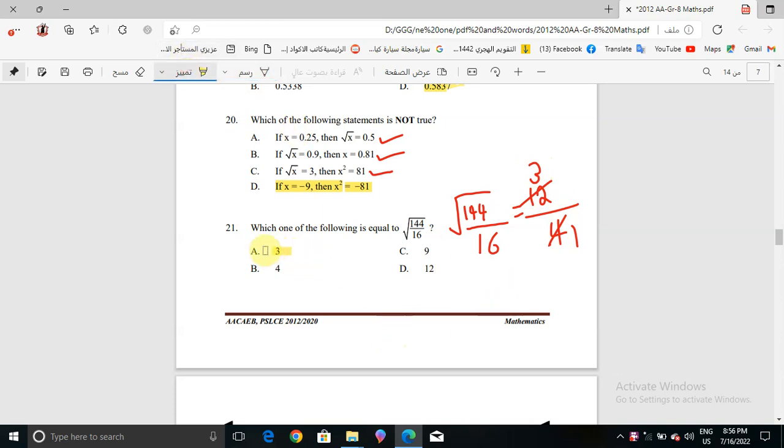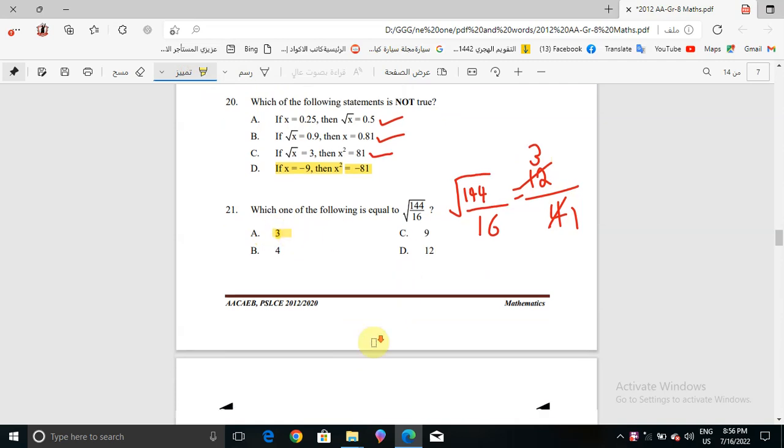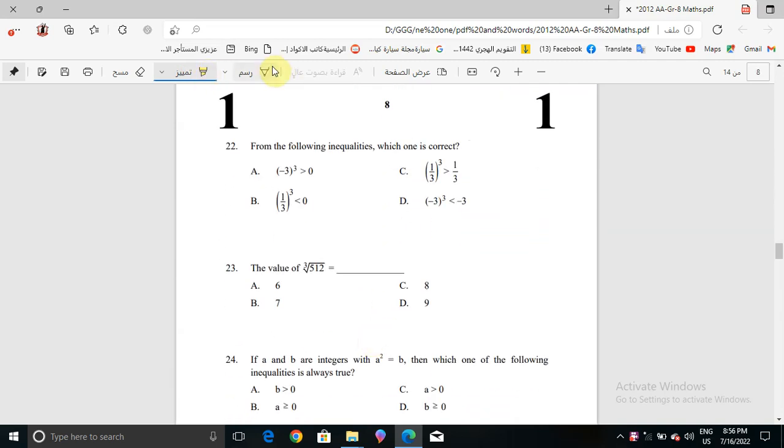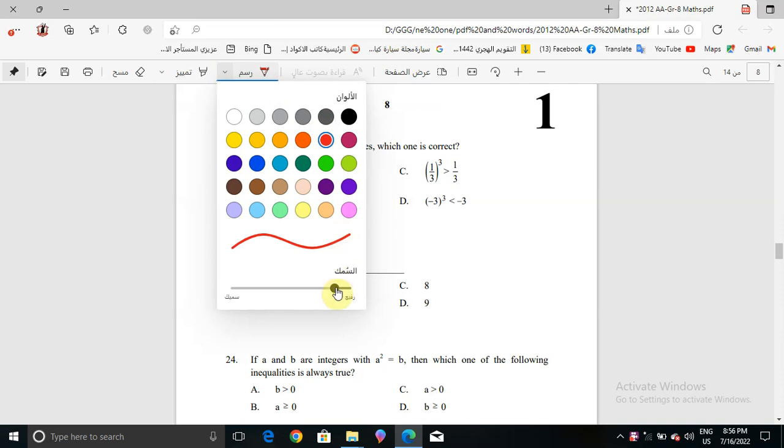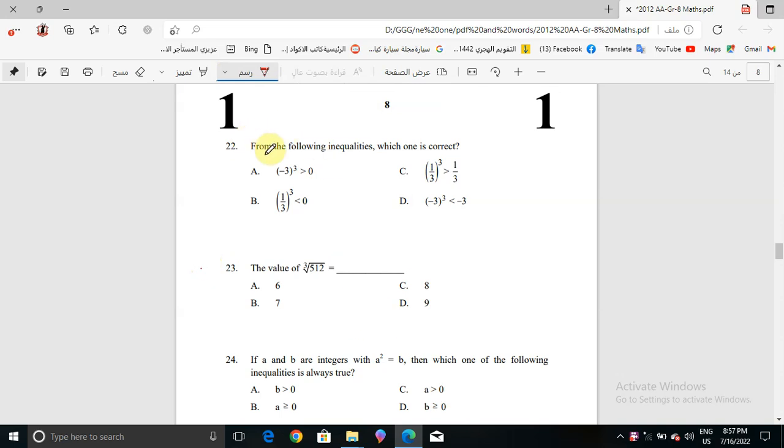Okay, now in question number 22, from the following inequalities, which one is correct? Here negative 3 cube is greater than 0, or 1 over 3 cube is less than 0, or 1 over 3 cube is greater than 1 over 3, or negative 3 cube is less than negative 3.